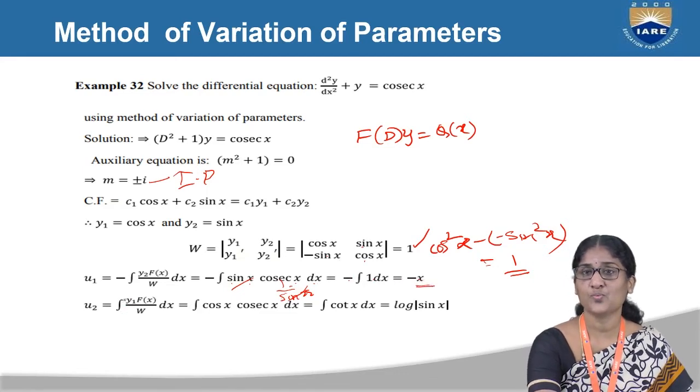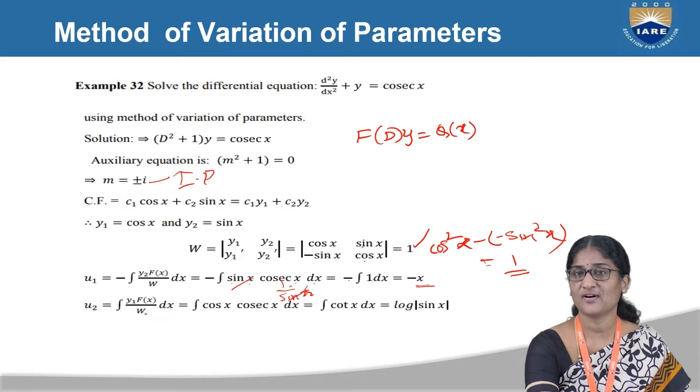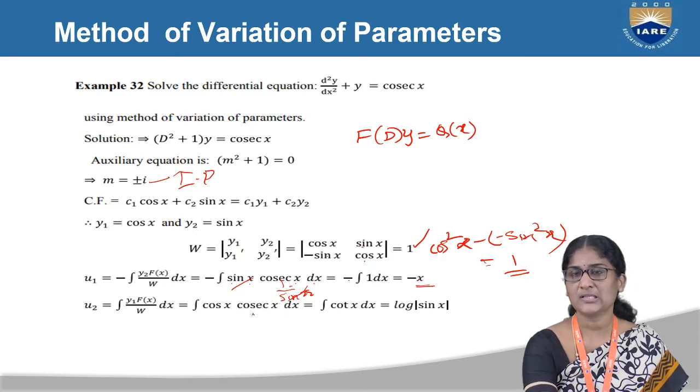Now going to the u2 value, integral of y1 into f of x by w into dx, where w is nothing but the Wronskian value. So integral of cos x into cosecant x into dx. Again cosecant x can be written as 1 by sin x. So cos x by sin x is nothing but cot x. Okay, so integral of cot x into dx is equal to log of mod sin x.